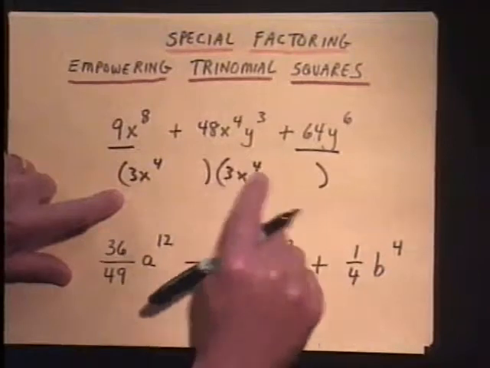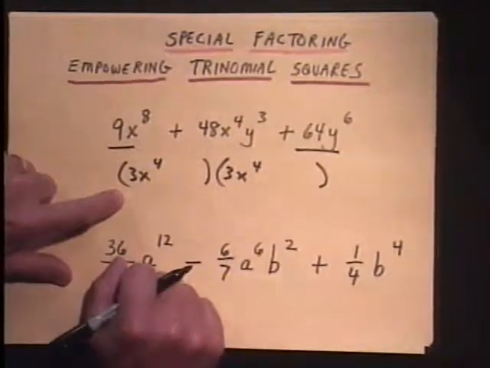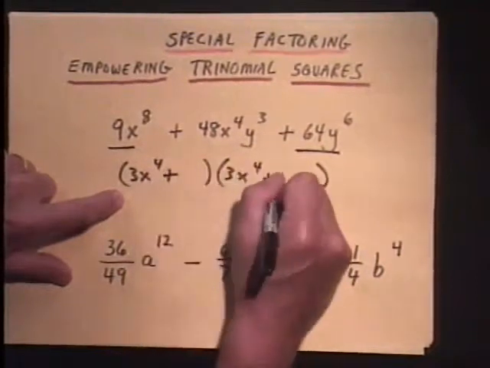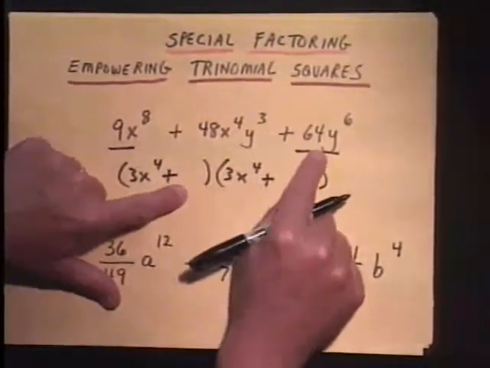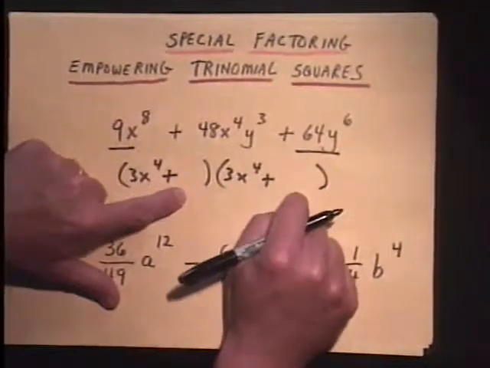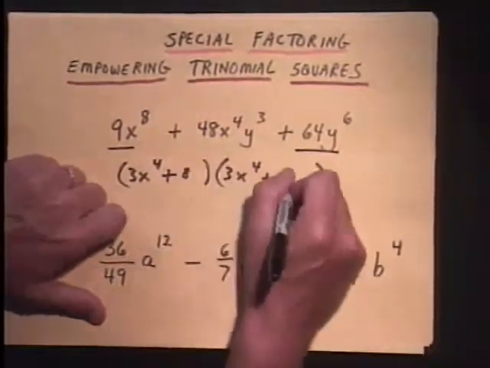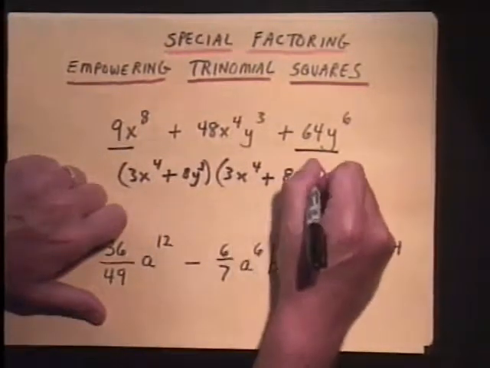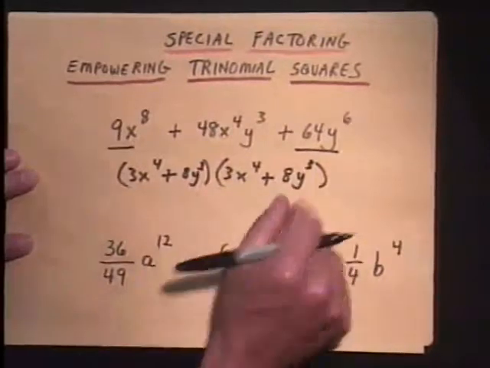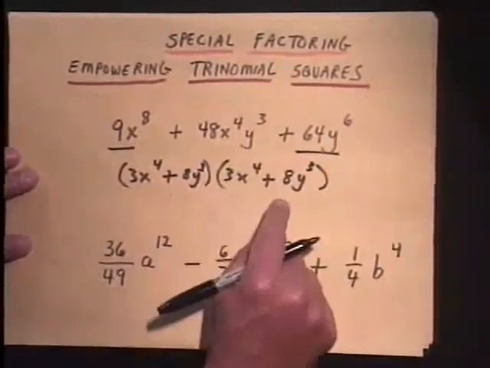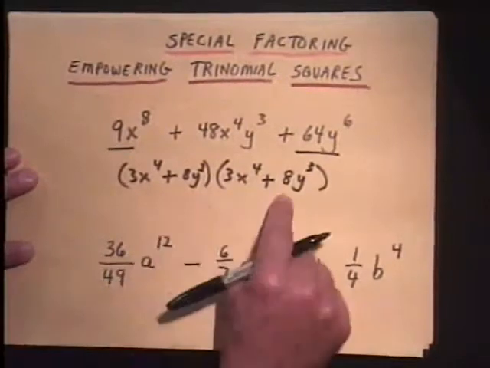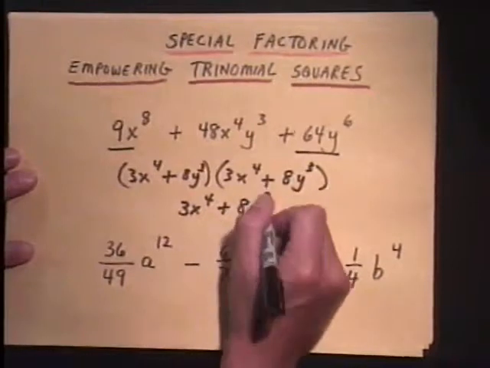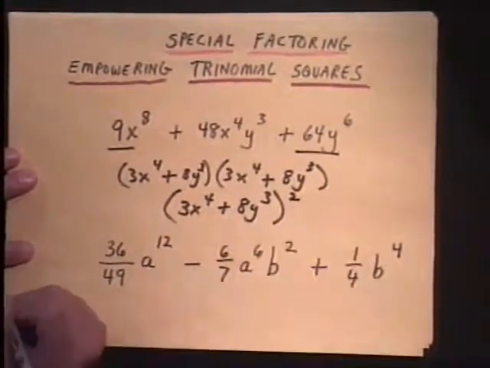Both signs pluses or both signs minuses in here? Well, it would have to be plus plus here, plus plus here. And to get the last two terms to give me the 64y to the 6th, it would have to be 8 to get the 64. And what? Y cubed. That one's such a large answer, I had to crunch it in there. So there is your factored answer. And if we wrote it sophisticatedly, we could write 3x to the 4th power plus 8y cubed, quantity squared.